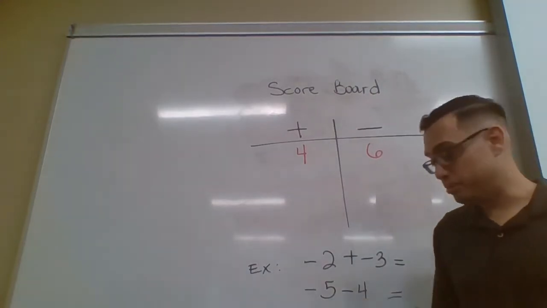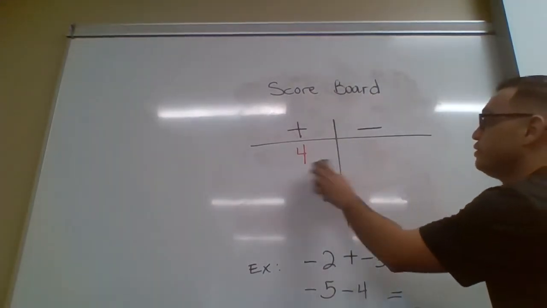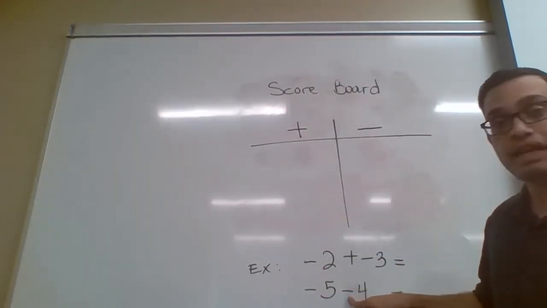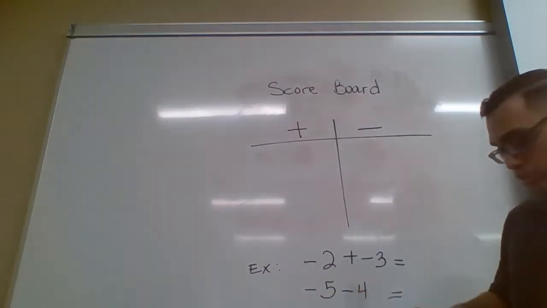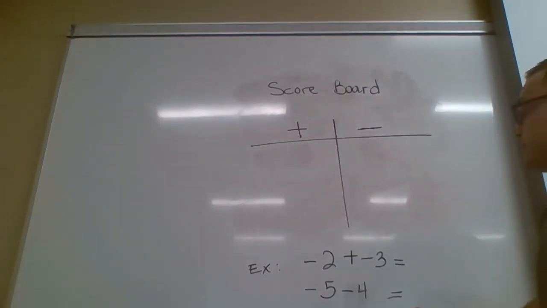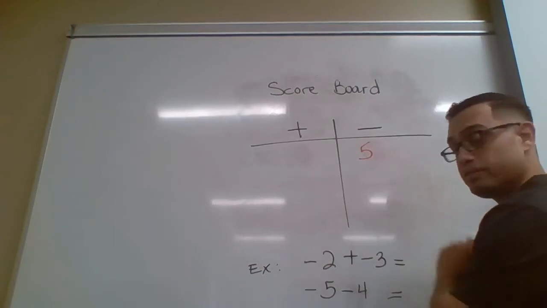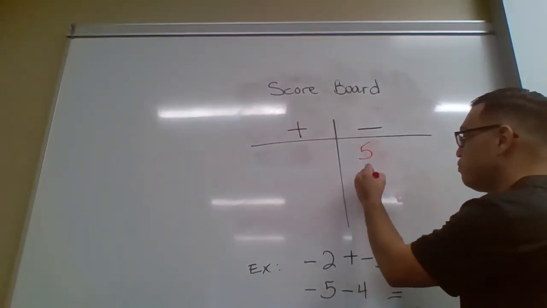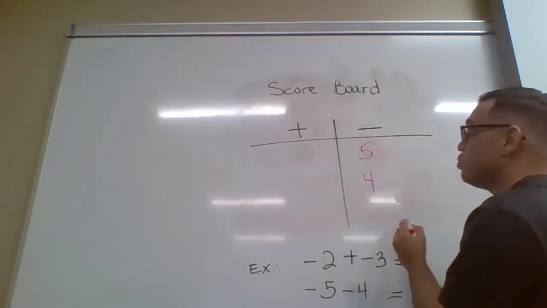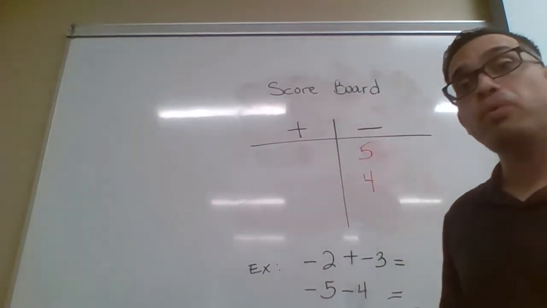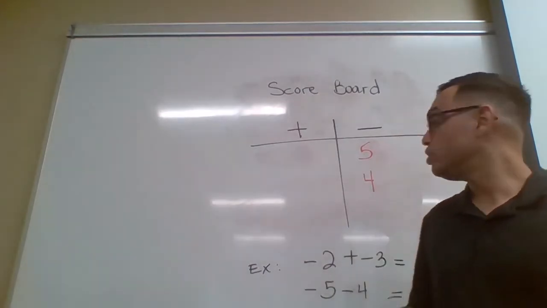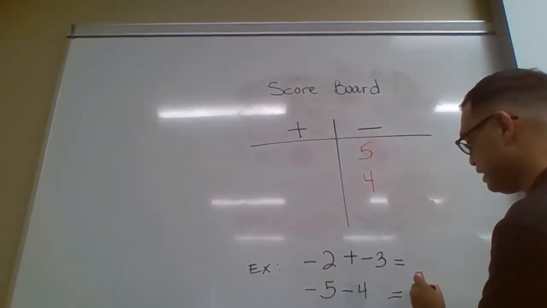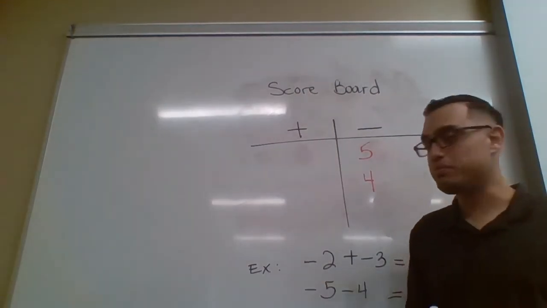Okay, doing this problem here, let me erase this. You have a -5 and a -4. So you're going to put these on the negative side. The negative team scored 5 here, and also a 4 here as well. So in total, how many points did the negative team score? Well, they scored a total of 9 points, 9 negative points. Okay, that's how you explain that one.